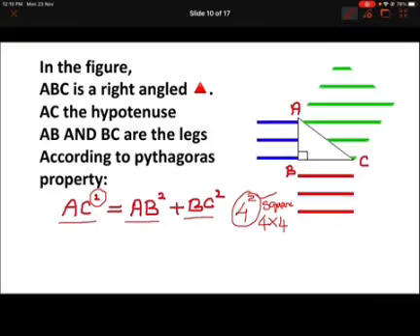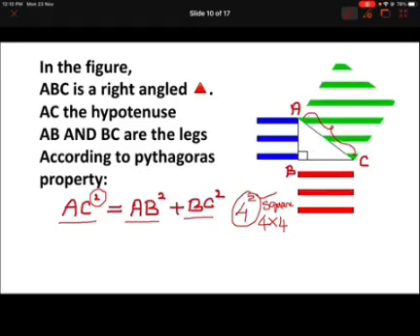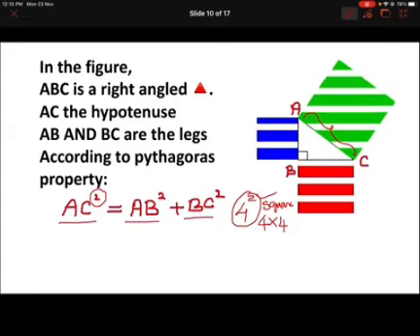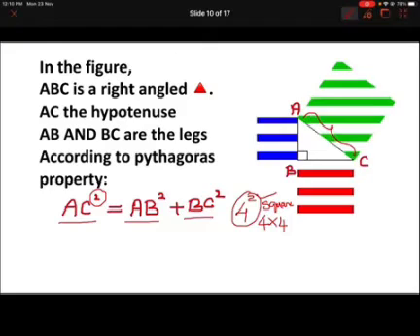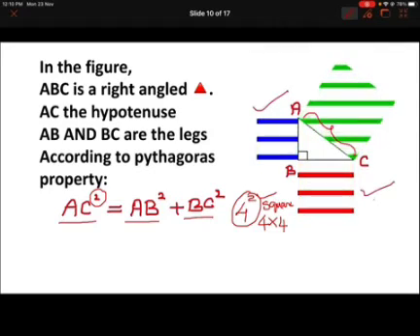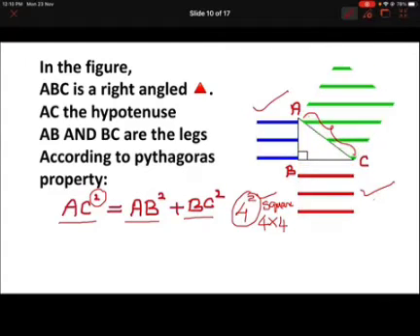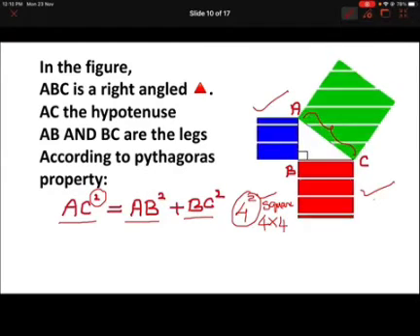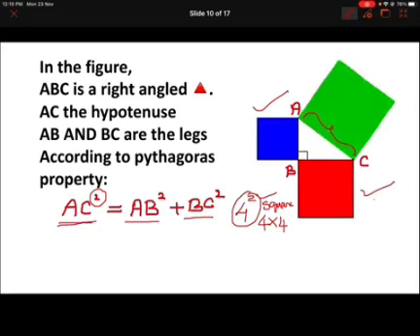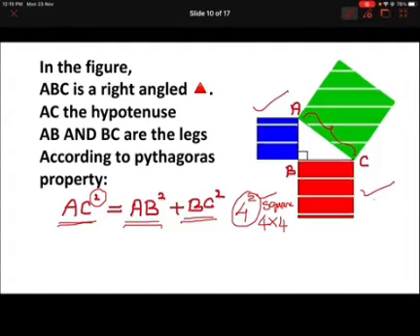Geometrically, how we prove the Pythagoras theorem or Pythagoras property is, if a square is drawn on the hypotenuse, the area of this square should be equal to the area of this square and this one. Okay, I'll explain to you clearly. So far, I hope you understood. The square on the hypotenuse is equal to the sum of the squares on the other two sides.